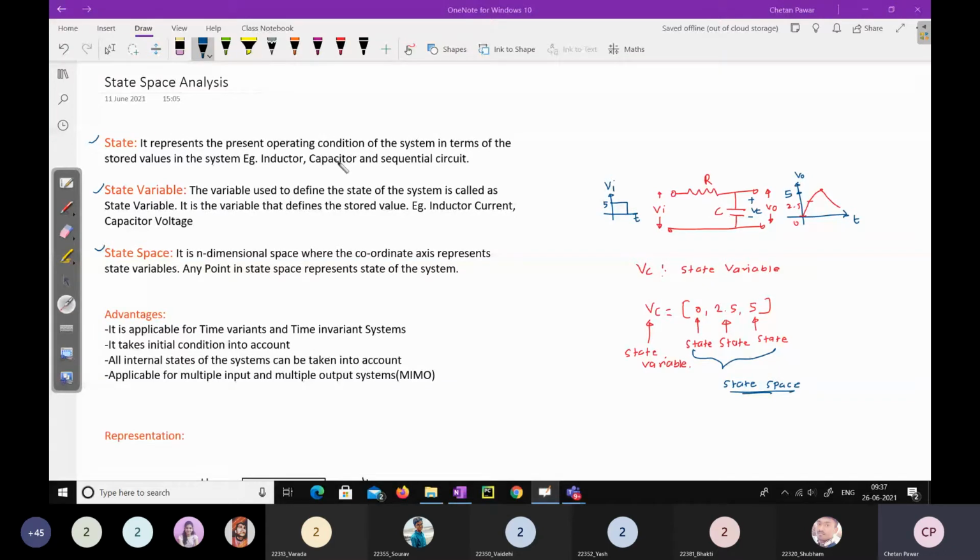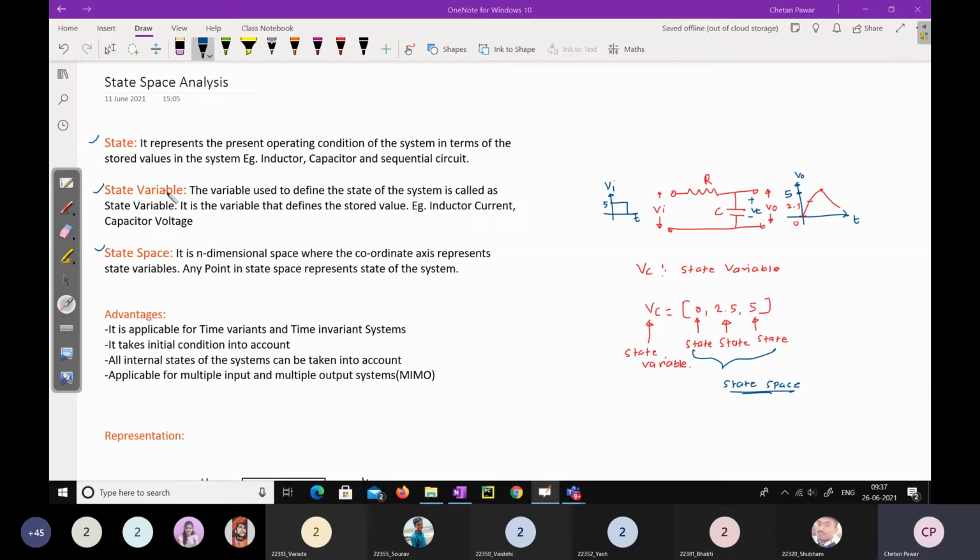So inductor, capacitor, and if you consider a digital circuit, then in that case sequential circuits. Those are responsible for storing some value. So here when VC is 2.5, that is one state. When VC is 5 volt, that is another state, like that.